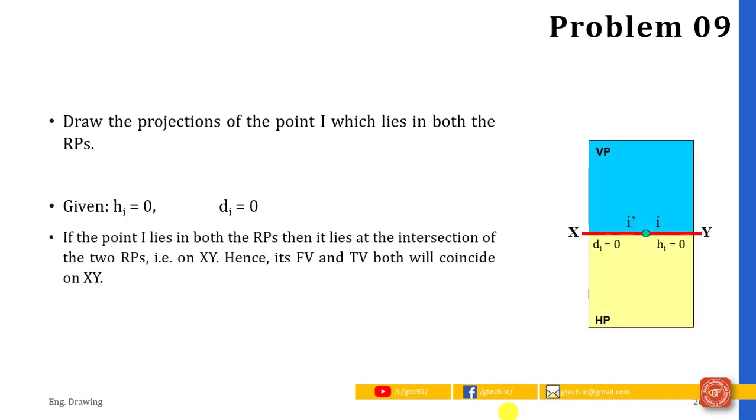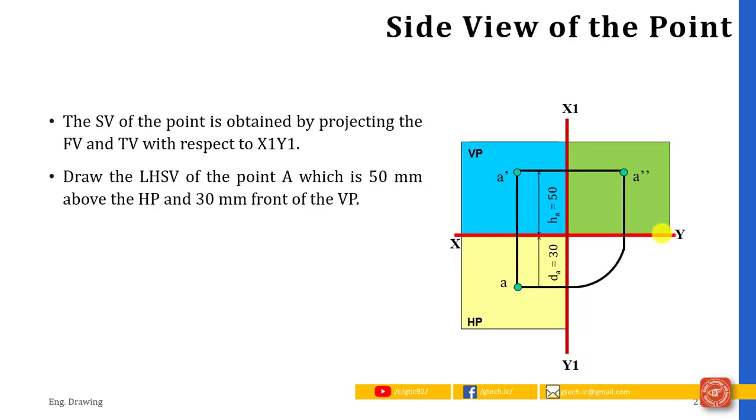And here is practice problem number 9. You have to draw the projection of point I, which lies in both the reference planes, meaning the distance from the planes is 0 and the point actually lies on the XY line. Let's consider the side view of the point. The side view of a point is obtained by projecting the front view and top view with respect to X1Y1.